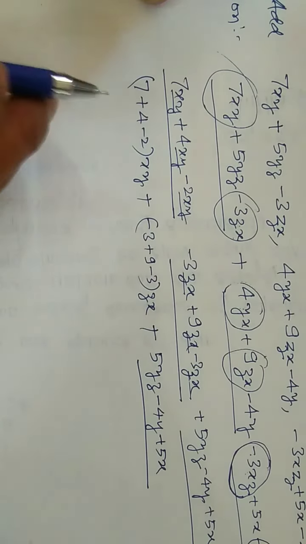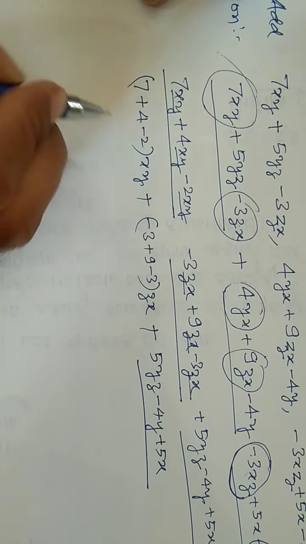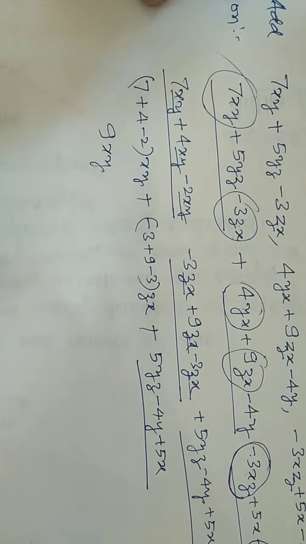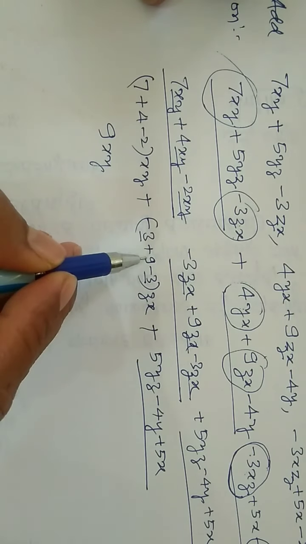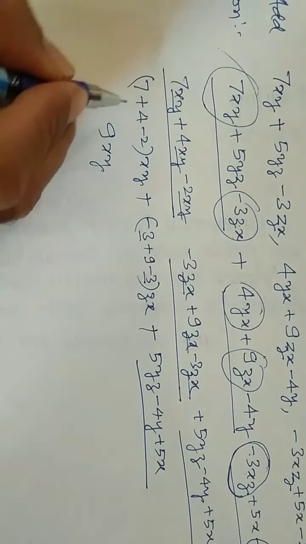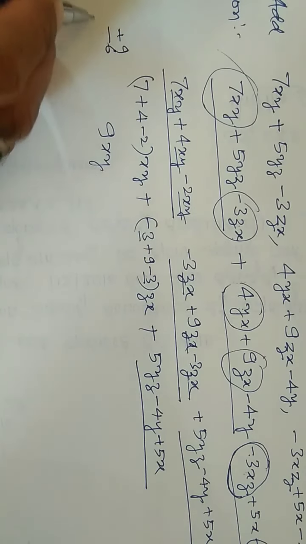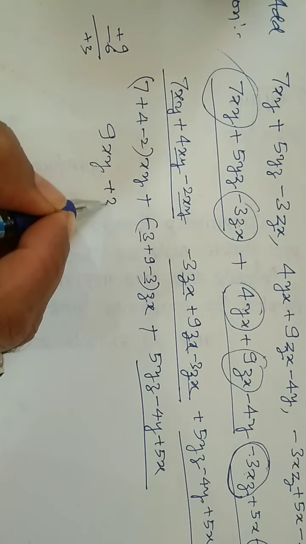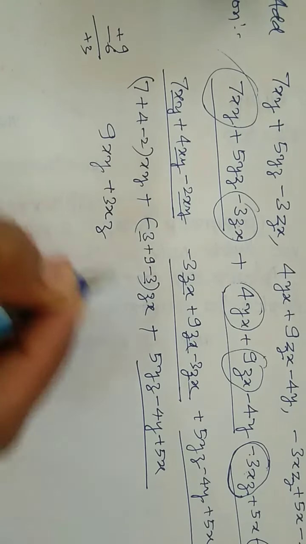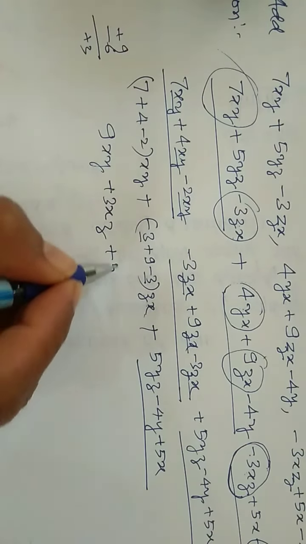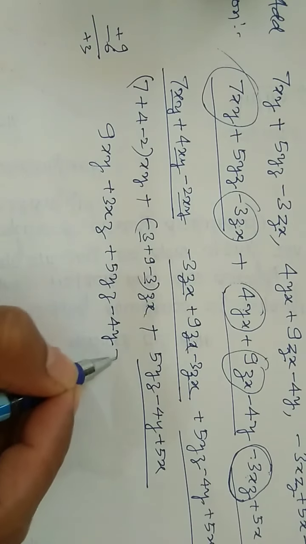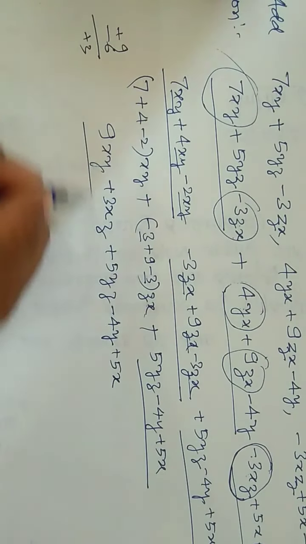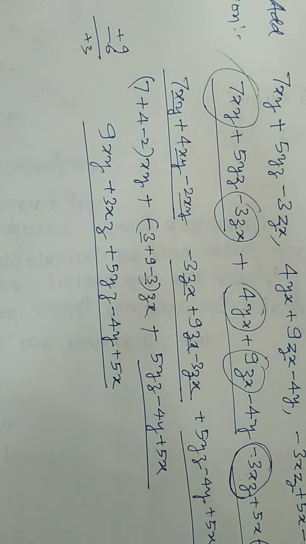That's all, dear students. So 7 plus 4, that is 11, 11 minus 2, that is 9, 9xy remained. Minus 3, minus 3, it will be minus 6, plus 9. So minus 6 plus 9, it is plus 3, so plus 3xz or zx, plus 5yz minus 4y plus 5x. So this is the complete addition of what is given.